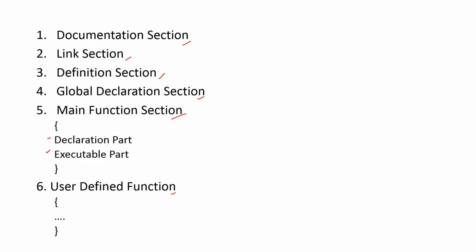Documentation section. This is a non-executable section. That is, the compiler will not execute this section. This gives the information about the programmer, the date and time of the development of the program, the description of the program and all. That is for future reference if we want to know what a particular program is. So it can be written within the documentation section.